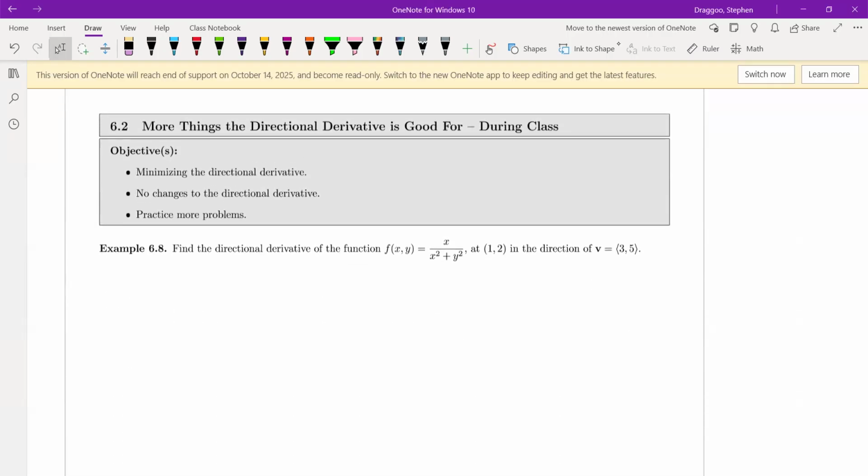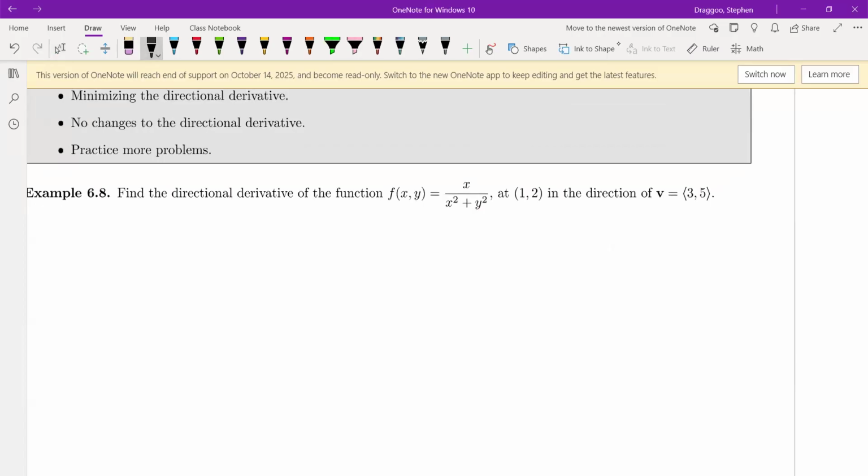But cool, enough on all that. Let's go do some examples. So here's a function, f of x y. It's x over x squared plus y squared. And I want to do a few things. I want to find its directional derivative at the point (1, 2) in the direction (3, 5).